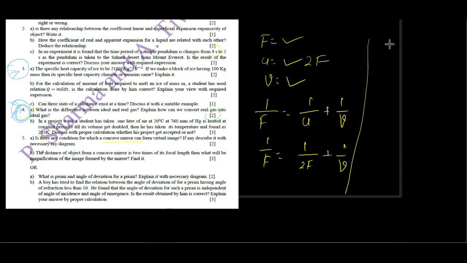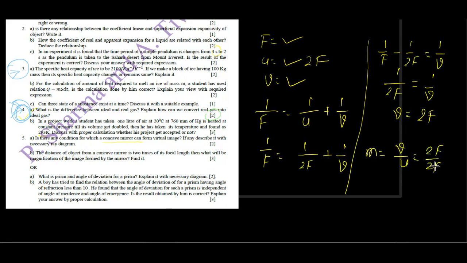Okay, so on solving these all, 1 by f minus 1 by 2f, 1 by v, LCM will be 2f, this will be 2 minus 1 is 1, 1 by v, so the value of v is 2f, and you have to apply the relation v by u, 2f divided by 2f, that means 1. So logically as well as by calculation, the value is correct.